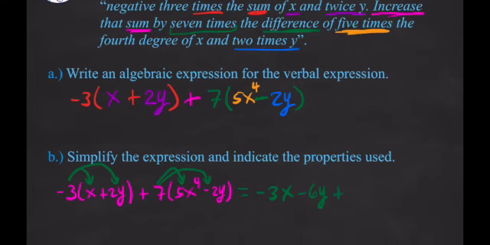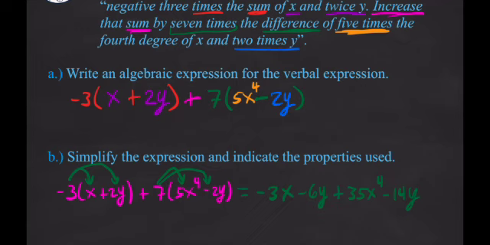We are going to add this to 7 times 5x to the 4th. 7 times 5 is 35x to the 4th. And positive 7 times negative 2y. 7 times negative 2 is negative 14y. Okay, we got rid of all the parentheses. That's part of simplest form, and having it in the simplest format.